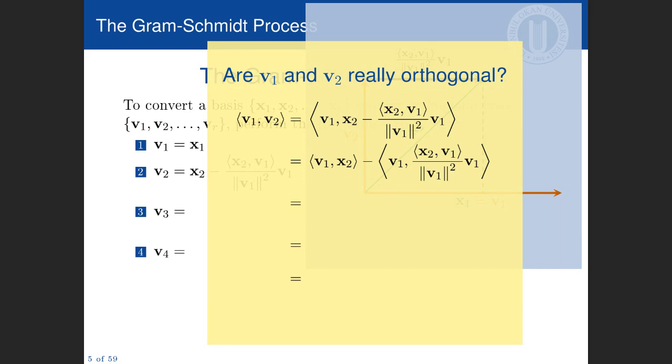First thing to do is to break this up into two inner products by breaking at the minus sign. And then the first inner product is the inner product of V1 and X2, and the second inner product is the inner product of V1 and a number multiplied by V1. Well, if we have a number inside an inner product, we can always take it outside of the inner product.